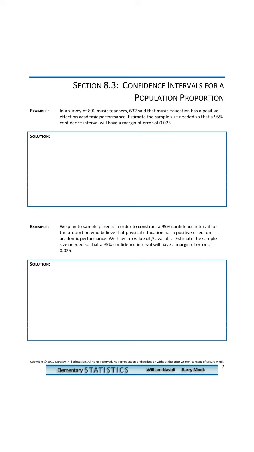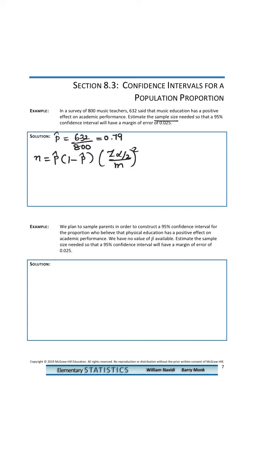Finding confidence interval for a population proportion. So in this example, we can actually find p cap. So p cap is 632 over 800. That is 0.79. Since p cap is given, in order to find the sample size, we can use this formula: n equals p cap times 1 minus p cap times z alpha over 2 divided by m, whole square.